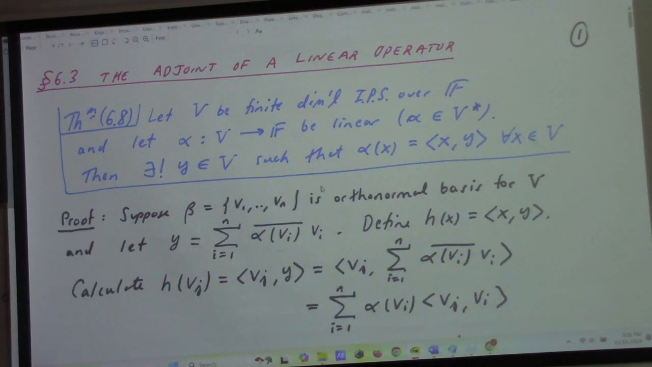Theorem 6.8: Let V be a finite dimensional inner product space over a field F, and let alpha be a dual vector. Then there exists a unique y in V such that alpha of x is <x, y>.